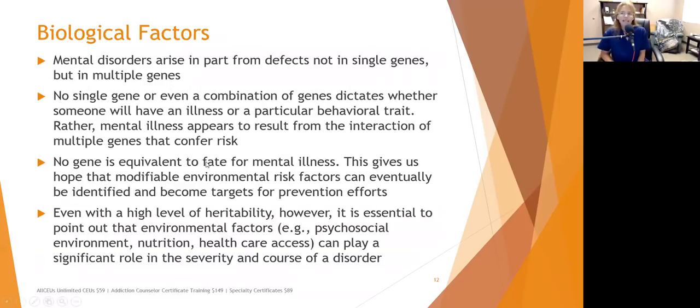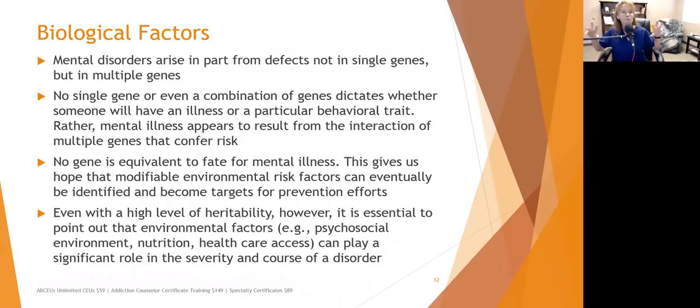Mental disorders arise in part from defects not in single genes but multiple genes. So they found a lot of physical problems that have occurred as a result of defects in a single gene. So they can look on the DNA and they can go, that one, that's a problem. Mental disorders, we haven't found a causation. We haven't found a gene that we can say, if the person has this gene, they're going to develop depression. We've also haven't found a strong correlation where we can say if they have that one gene, then there's a strong chance they'll develop depression.